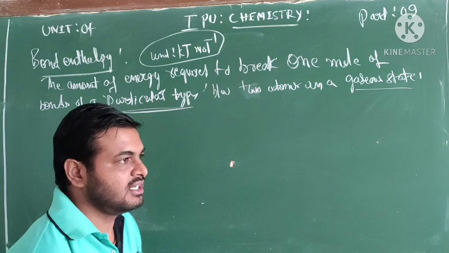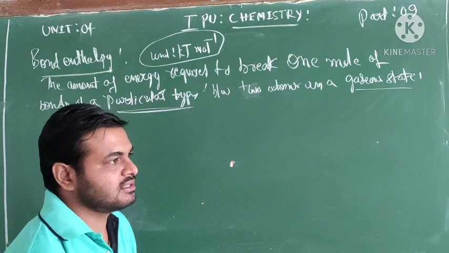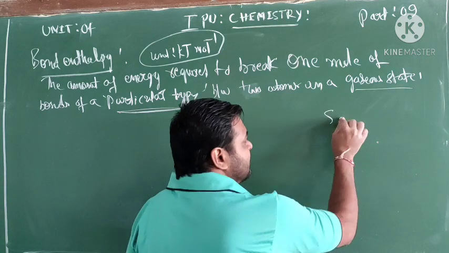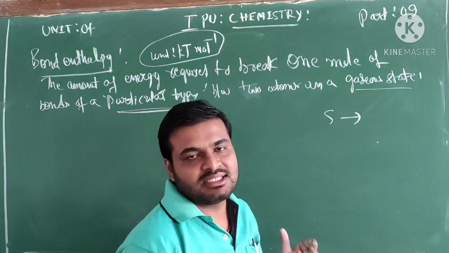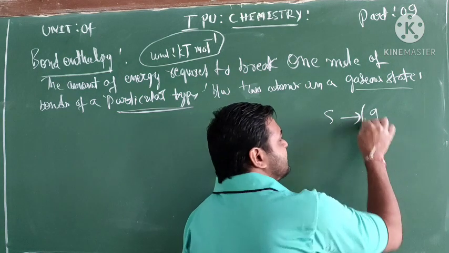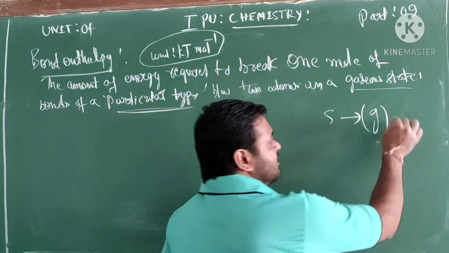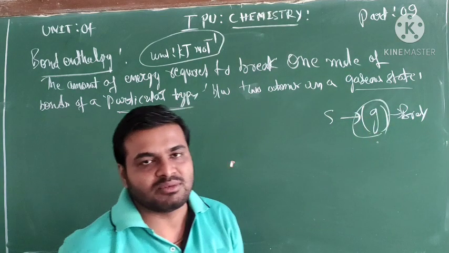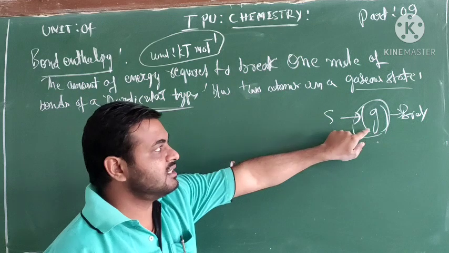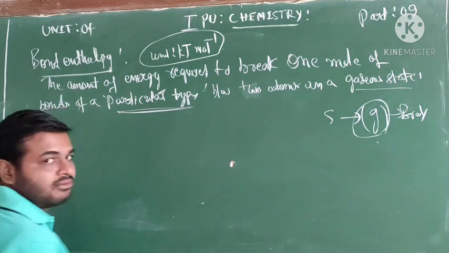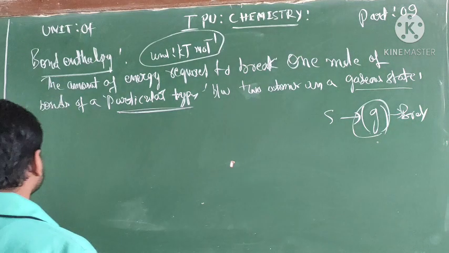The very important thing is the gaseous state. Already we said that some crystals are in a solid state, and a solid crystal is converted by giving energy or heat to a gaseous state. To break any type of molecule, it must be in the gaseous state. Okay, so next we will look at some examples.